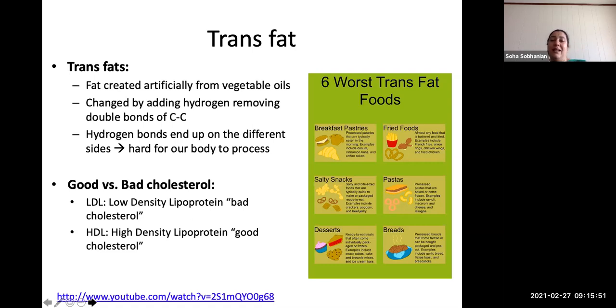Going back to the earlier thing that Brenda mentioned, it says processed fat. No, it doesn't have to be processed.